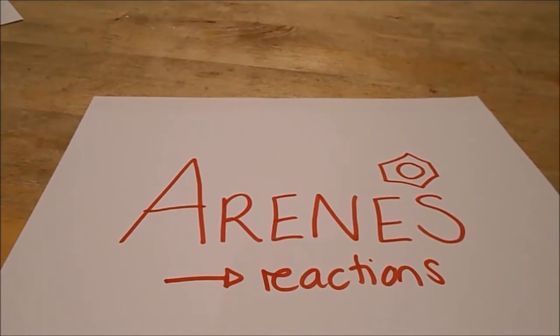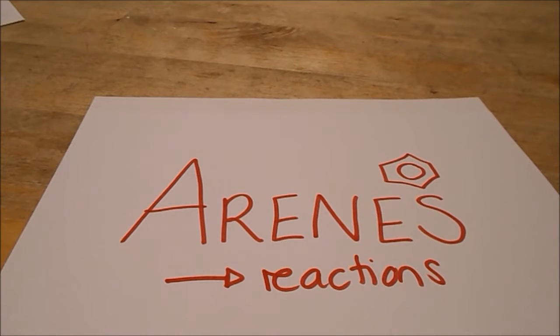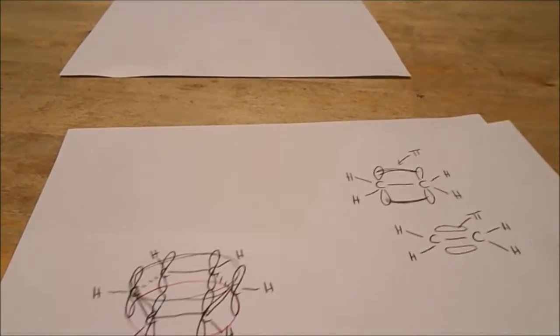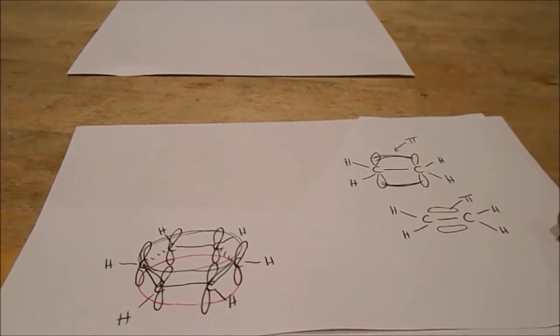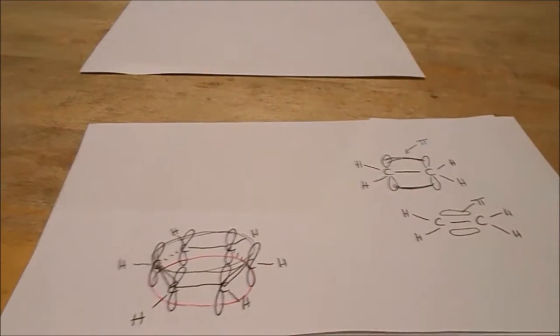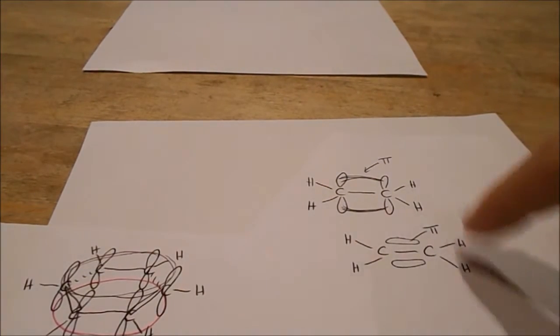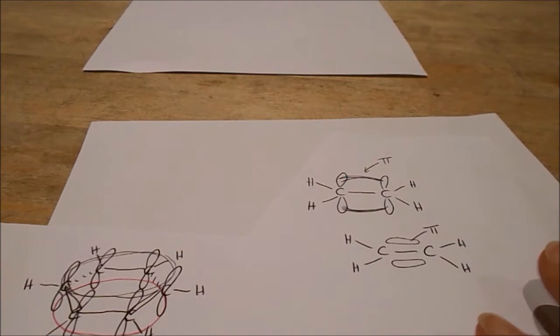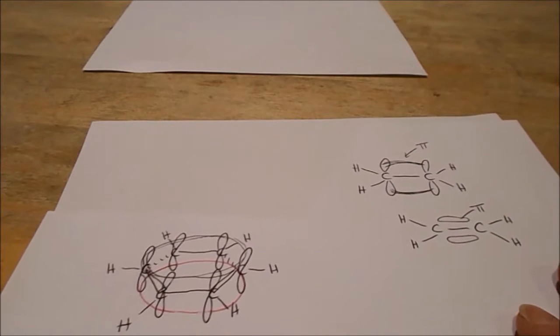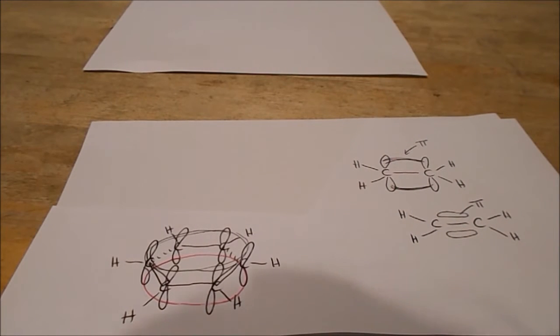Hello, so we're now going to carry on with our Arenes work. I'm going to have a look at how the unusual structure of the benzene ring causes various different reactions to occur that we might not expect from our knowledge of alkenes. So we talked before about the delocalized pi cloud of electron density. And we also had a look at the alkene structure and the localized pi cloud there. And what we need to think about now is how that impacts the reactions that we're going to have.